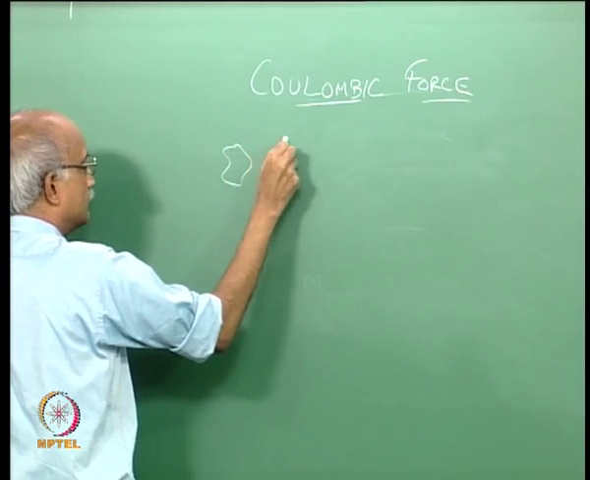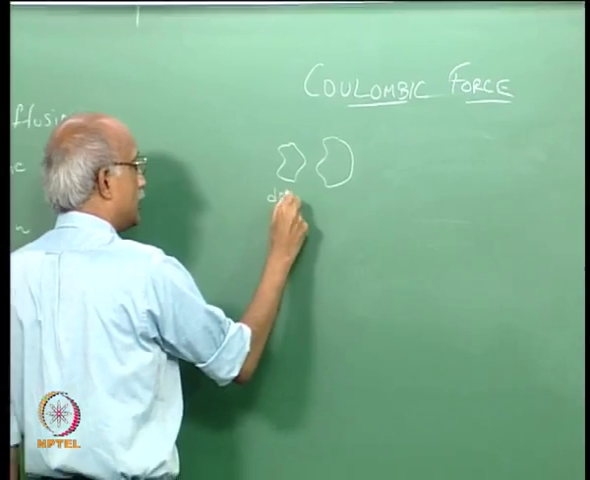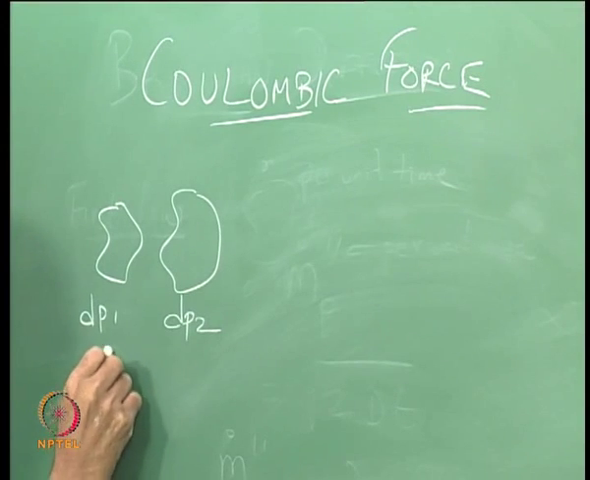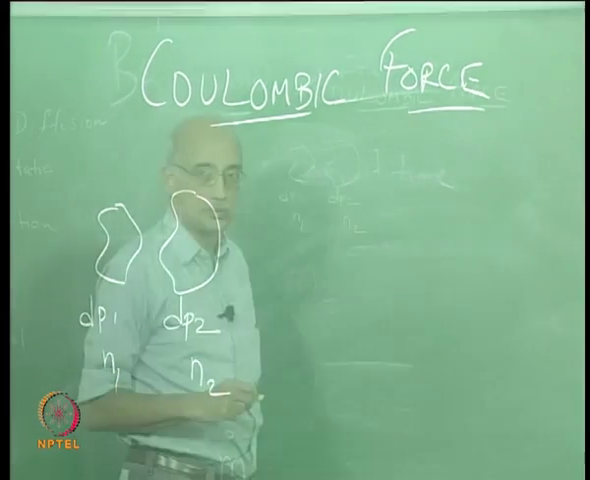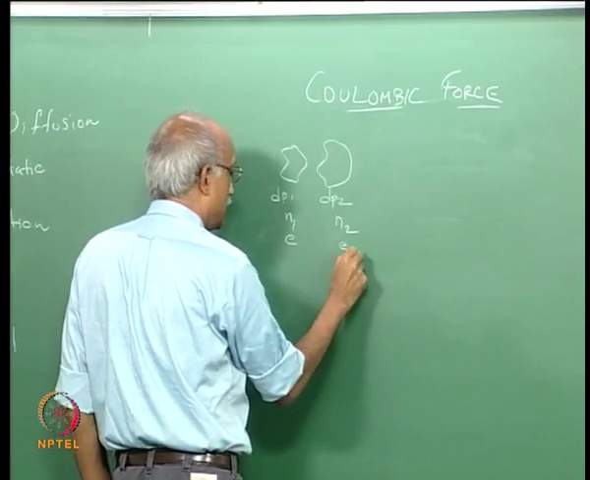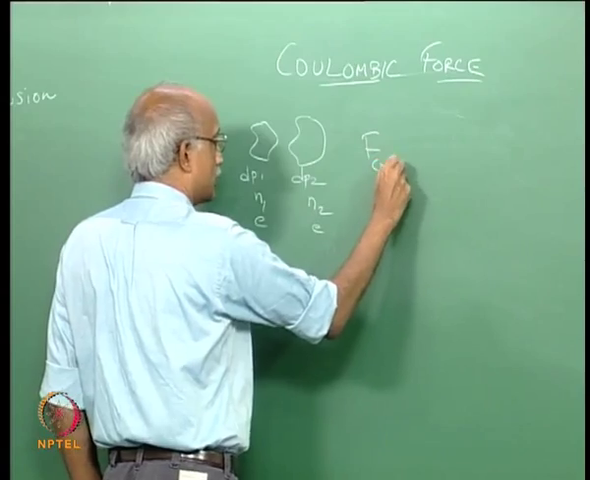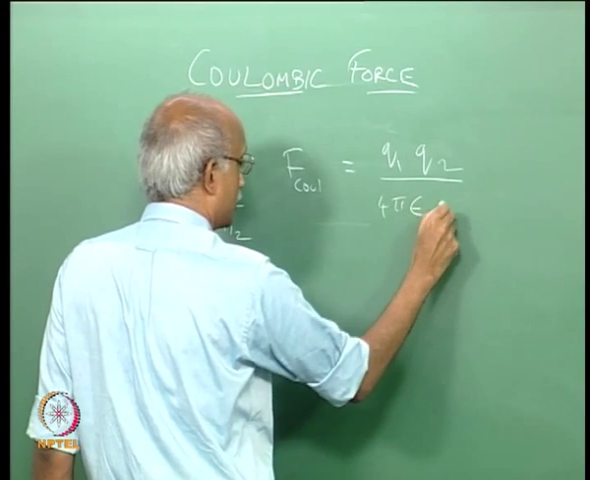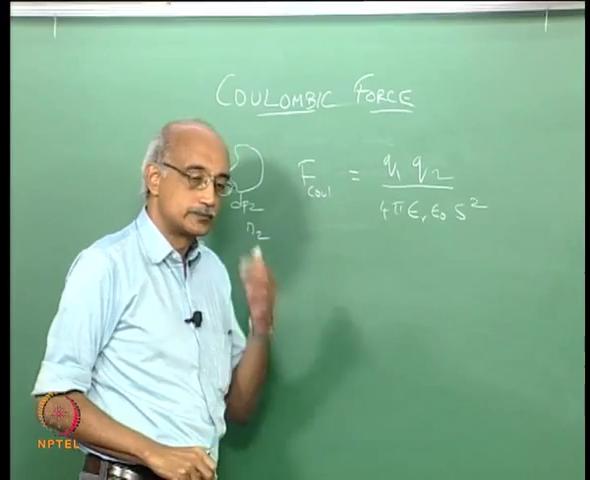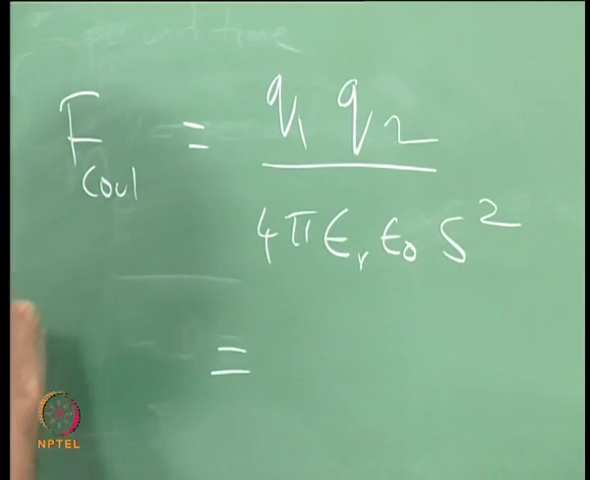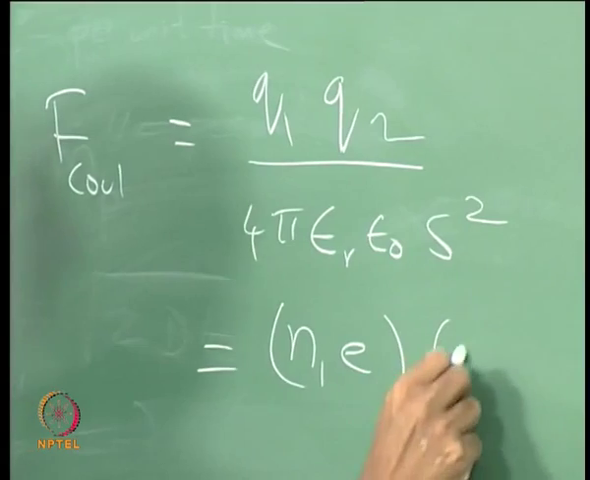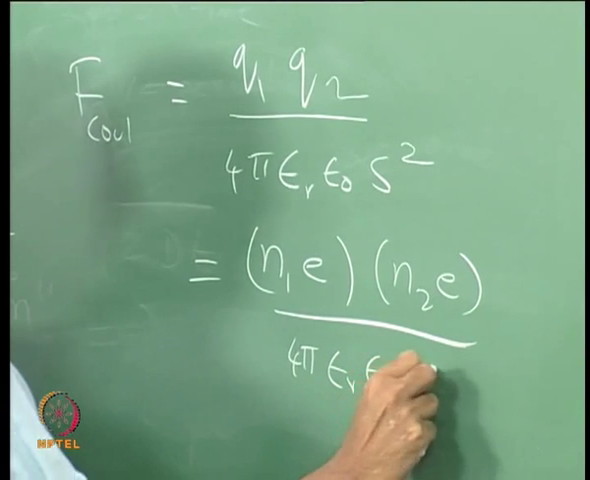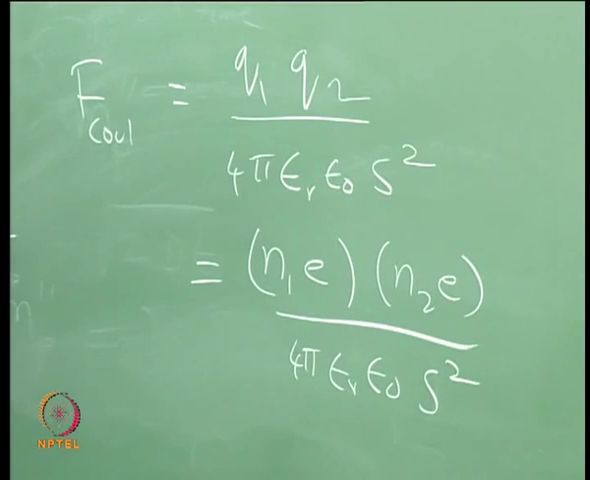So if you have two particles and let us say they have sizes dp1, dp2, and the first particle has n1 charges, the second particle has n2 charges, of course each charge unit is e, then the Coulombic force of interaction between them, which is equal to q1 q2 over 4 pi epsilon r epsilon 0 s squared, can be written as n1 e times n2 e divided by the denominator, s squared, of course s is the distance of separation between the particles.